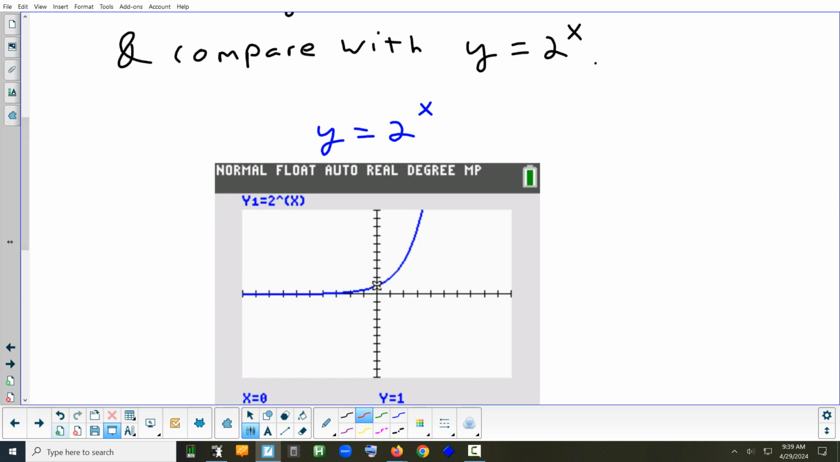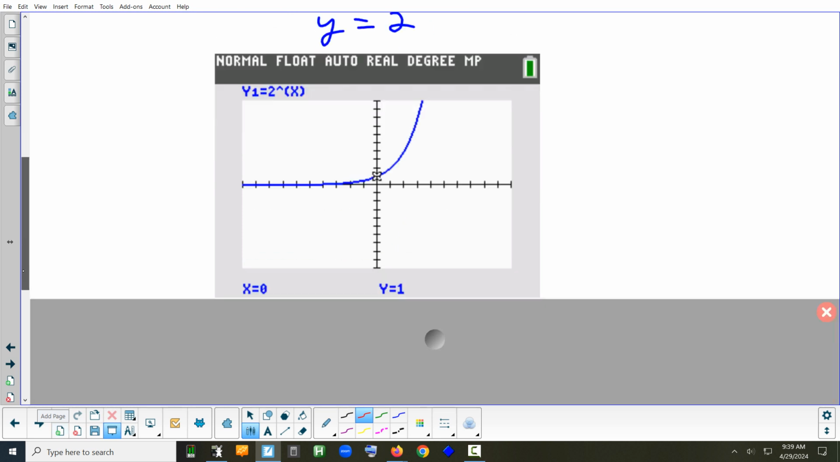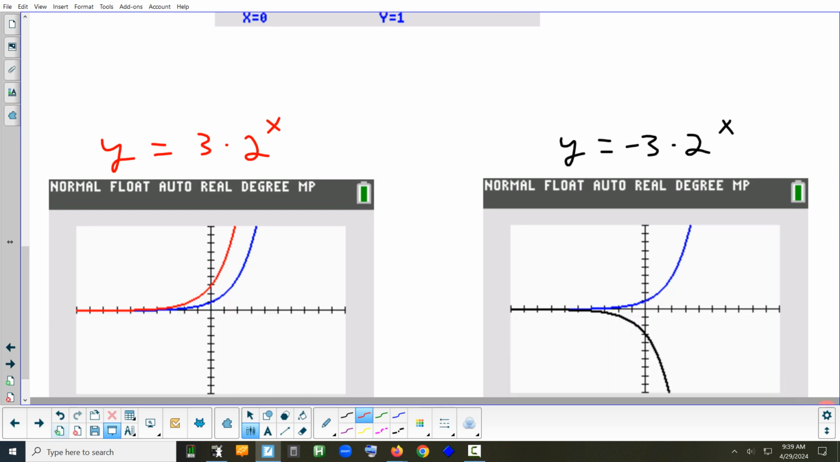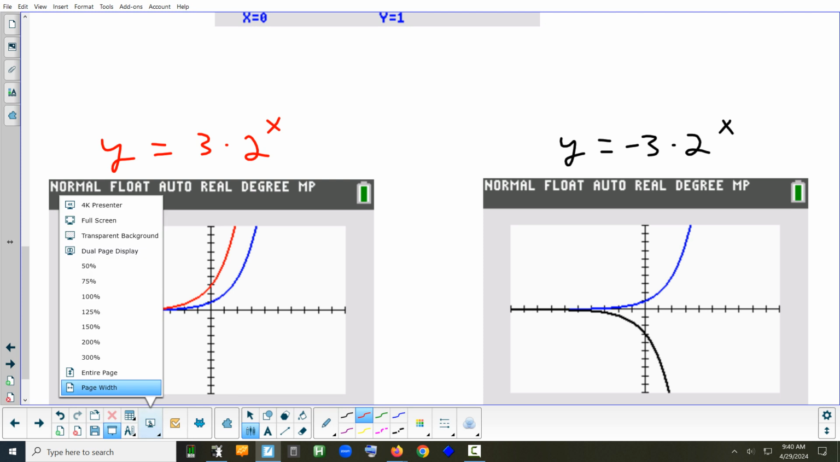Well, there's 2 to the x. Okay, you can see it's pretty flat, and then it curves up as it goes to the right. Then we could figure that out with a table if we really wanted to. Okay, that's 2 to the x. Now, I kept the blue one, but I also added in the other one. The red one is 3 times 2 to the x, and the black one is -3 times 2 to the x.